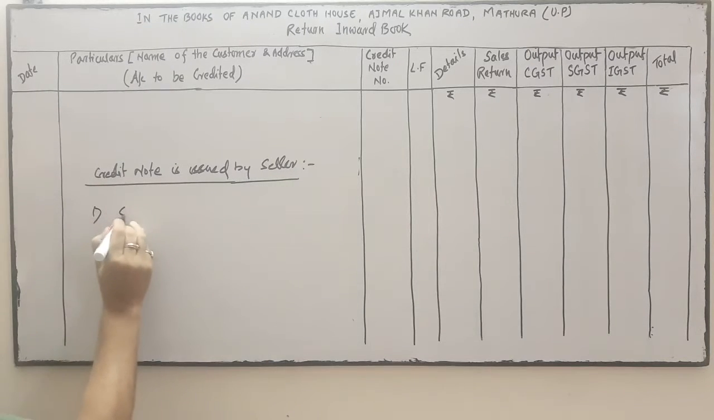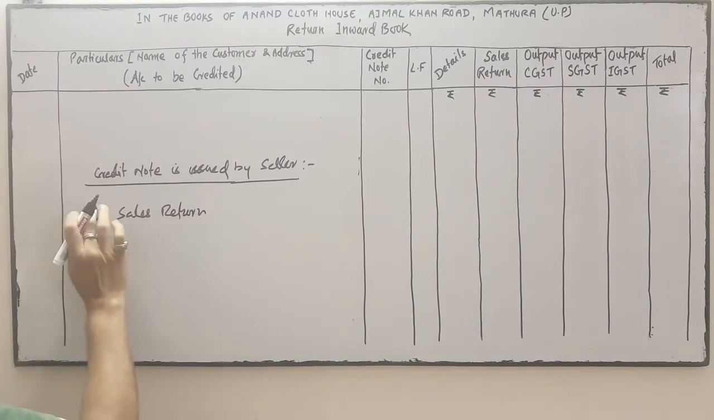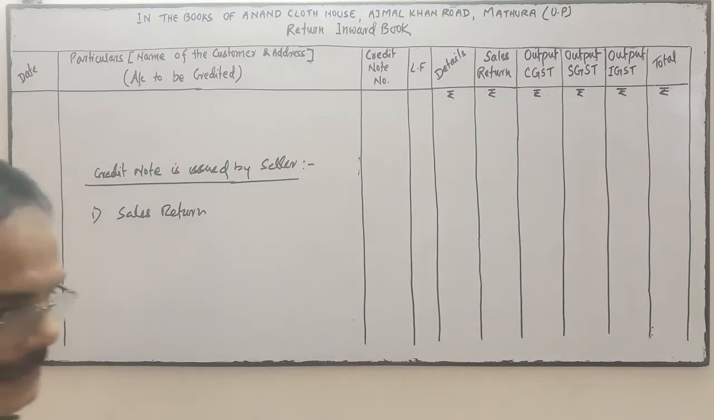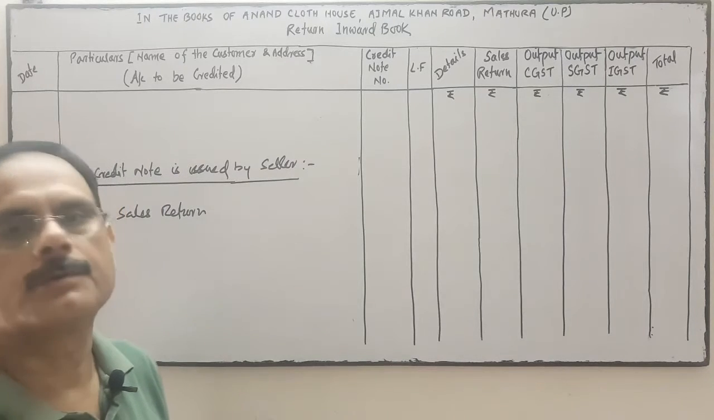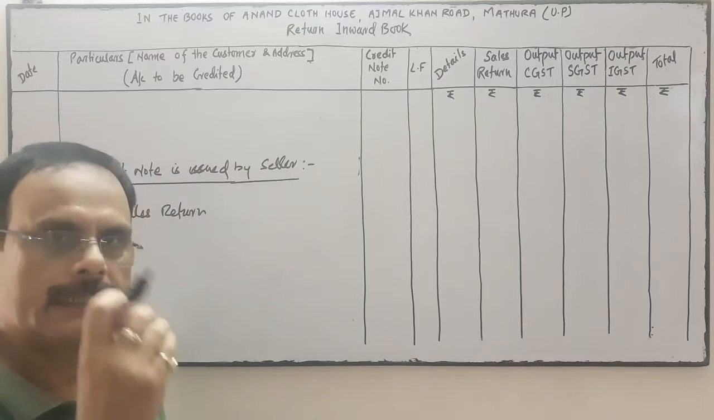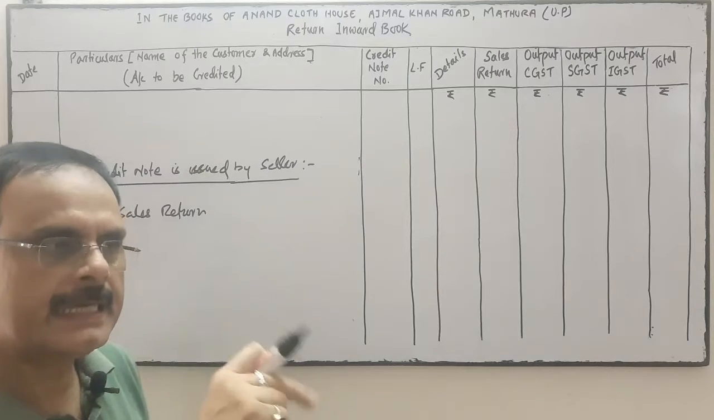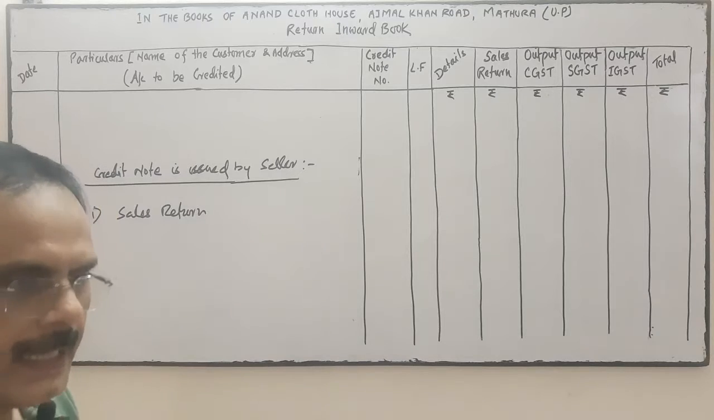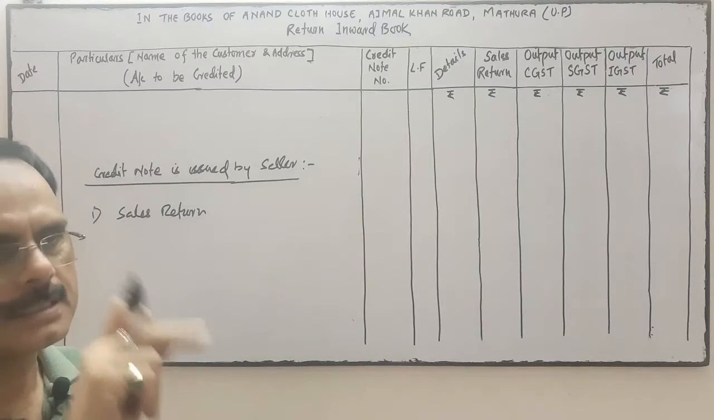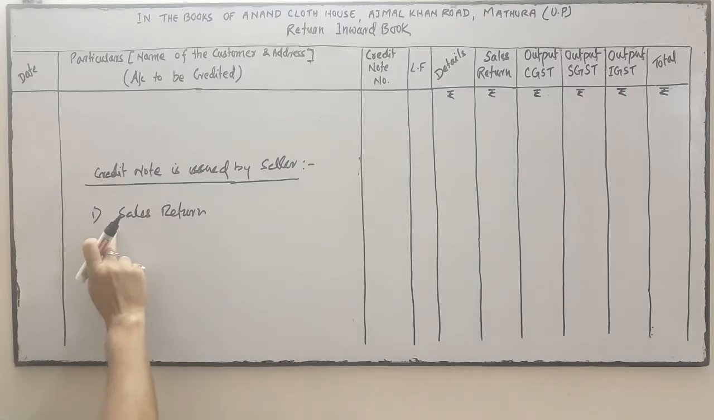Number one, at the time of sales return, when the seller receives back the goods which were sold, when the customer returns those goods, then the seller from his end draws a credit note and sends it to the customer. This indicates that the seller has credited the customer's account in their books of account. So at the time of sales return, a credit note is issued by the seller.